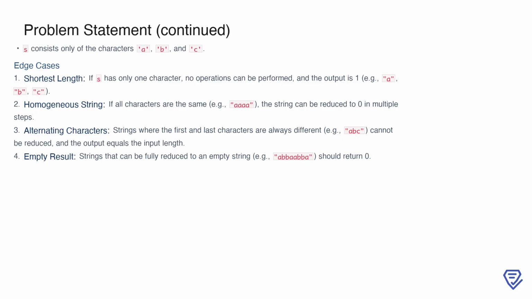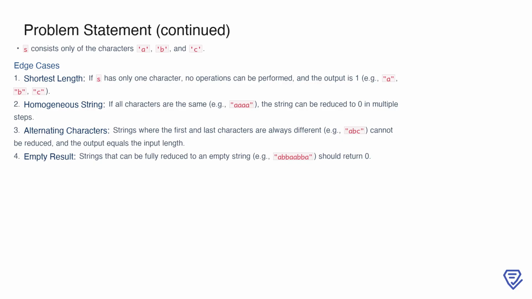Let's consider some edge cases. If S has only one character, no operations can be performed, so the output is simply 1. For example, A, B, or C would all result in an output of 1. Another edge case occurs when the string is homogeneous, like AAAA. In this case, the string can be reduced step by step until it becomes empty, and the output would be 0.